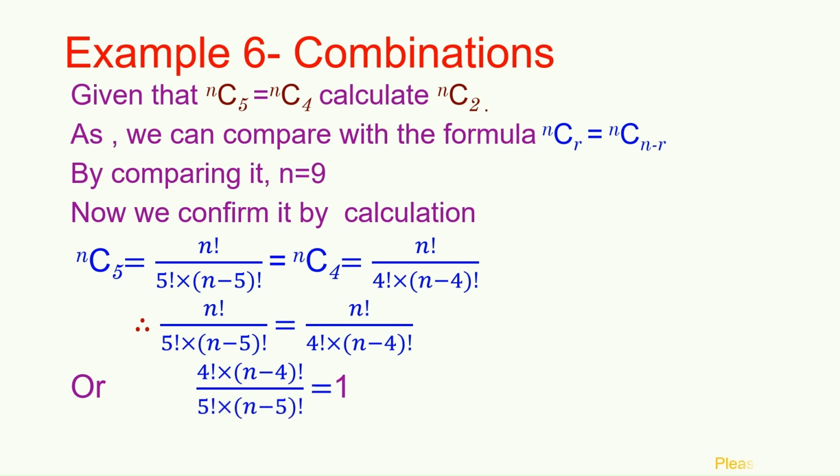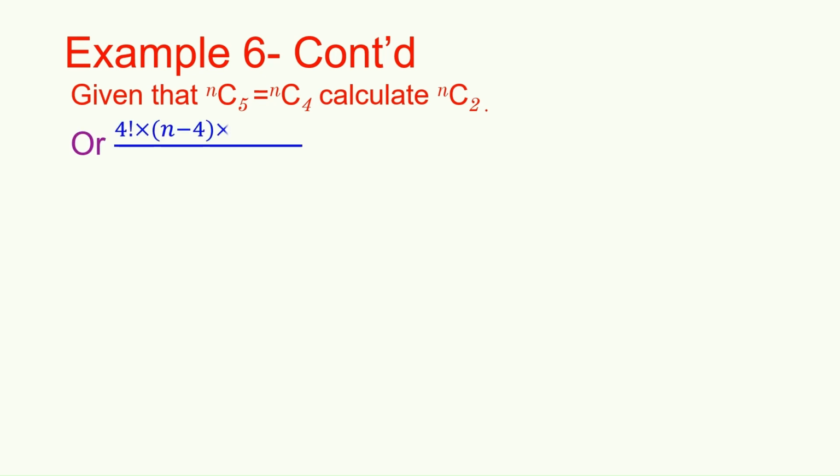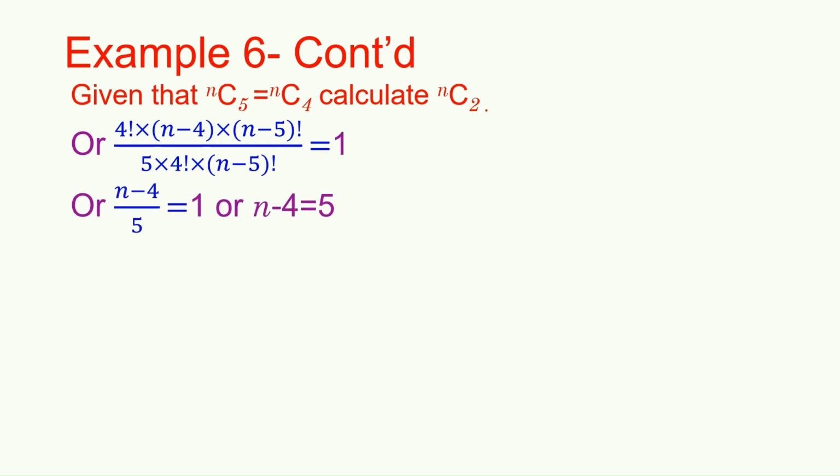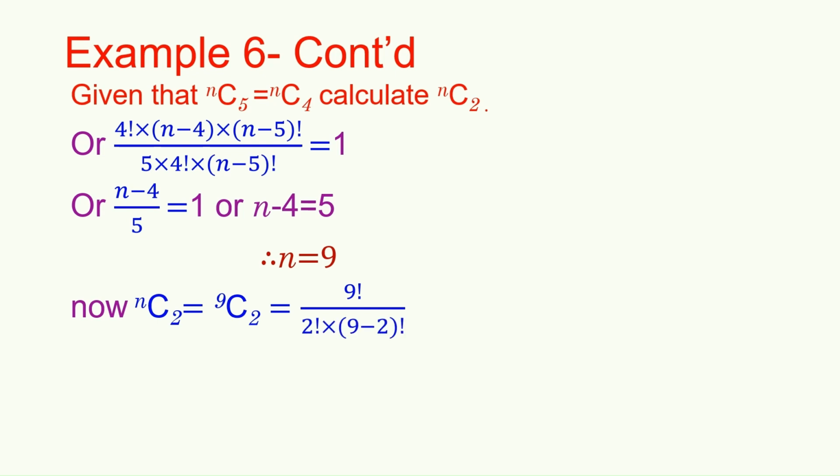Solving the equation further, factorial 4 times n minus 4 times factorial n minus 5 divided by 5 times factorial 4 times factorial n minus 5 is equal to 1, or n minus 4 equals 5. Therefore n equals 9. Now nC2 or 9C2 equals factorial 9 divided by factorial 2 times factorial 9 minus 2, which equals 36.